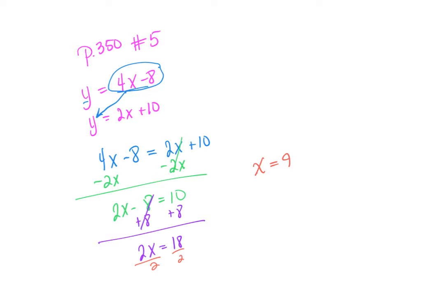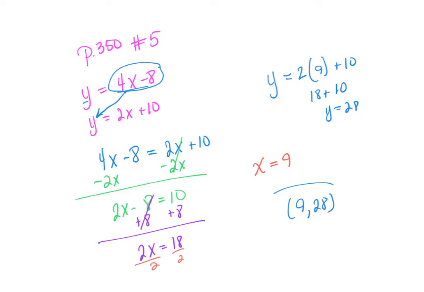Once I have my x, plug it into either equation. It doesn't matter which one. It should work for both because we're solving for that. So if I just plug it in, y equals 2 times 9 plus 10, 18 plus 10, y equals 28. So my answer here would be 9, 28. The reason it works is because you're trying to solve where they both have the same x and y.